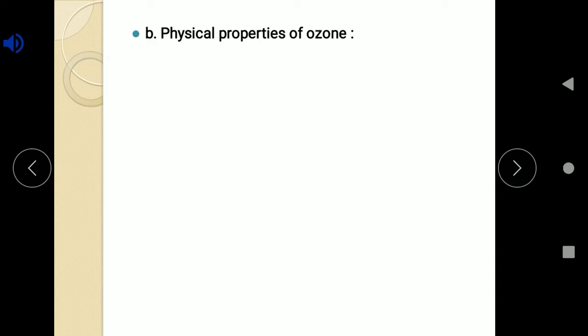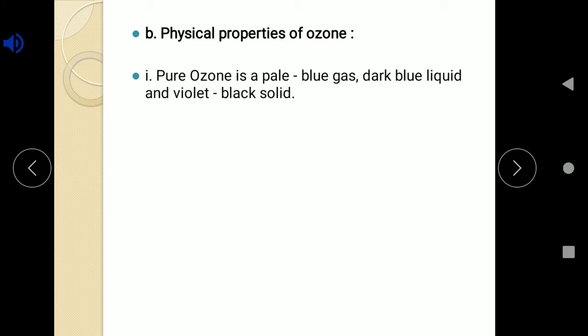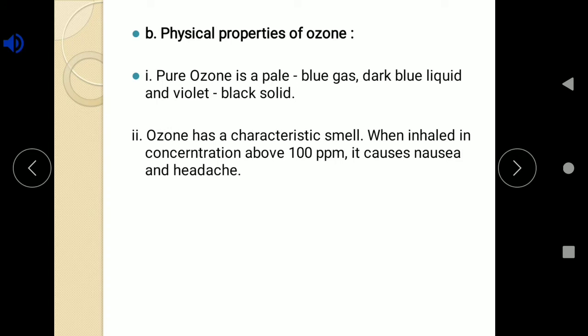Now, we will see the physical properties of ozone. Pure ozone in gaseous state is pale blue in color. In liquid state, it is dark blue, and in solid state, it is violet black in color. Ozone has a characteristic smell, but if it is inhaled in a concentration above 100 ppm, that is parts per million, it causes nausea and headache.